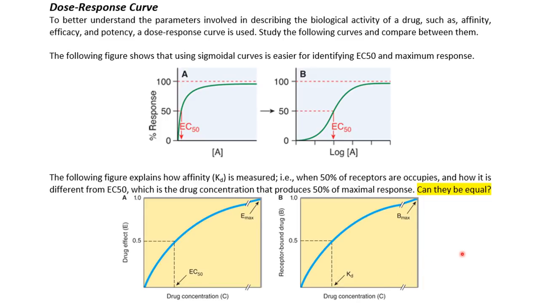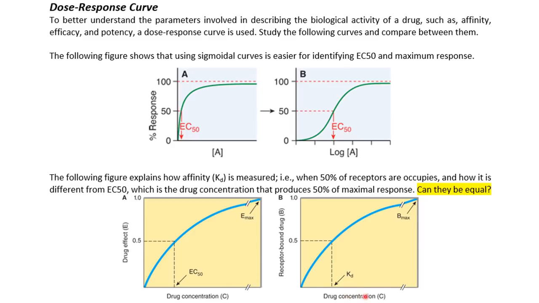In theory, if there are no spare receptors, then these two, basically the EC50 and the KD value, should be equal. But in cases where you have spare receptors, these two will be different, because just because you had 50% of the receptors occupied does not mean that you will have 50% of the effect.